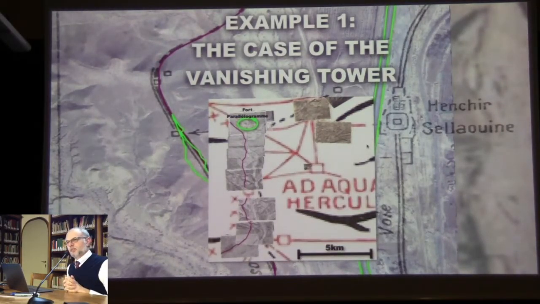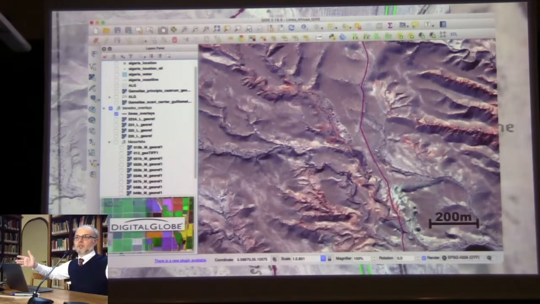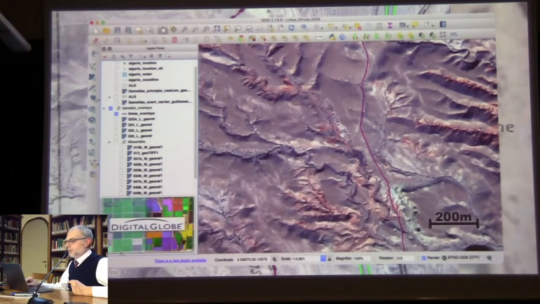The two examples, the first example is the case of the vanishing tower, because we went, in this area here, there is a specific part where Baradez identified 5 or 6 towers, observation towers, very small, okay. And we went on a trip to try to identify all of them. In particular, one very large tower, which seemed to be the largest of them. And this was made this last year in March.